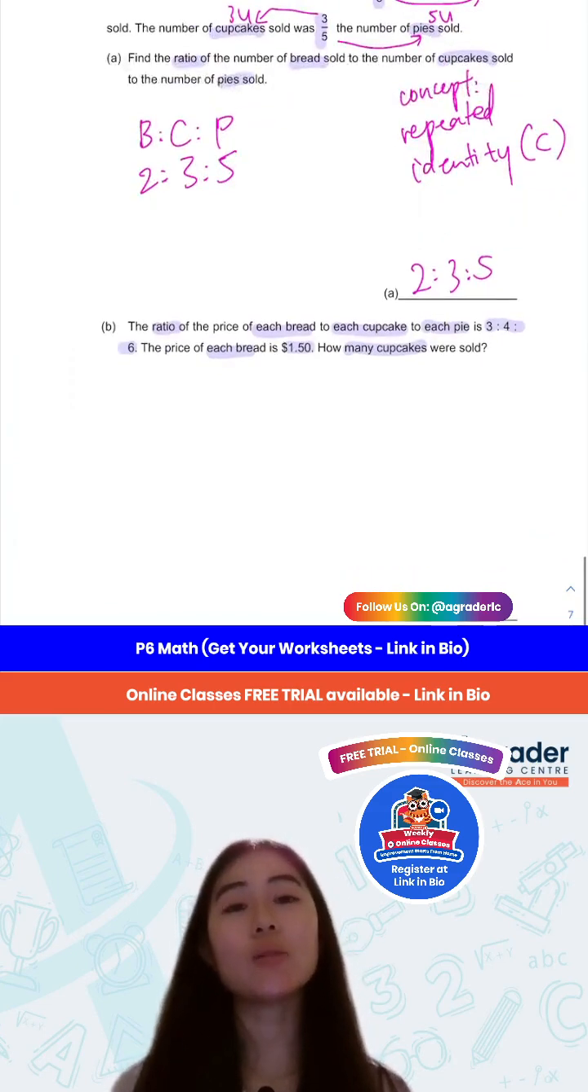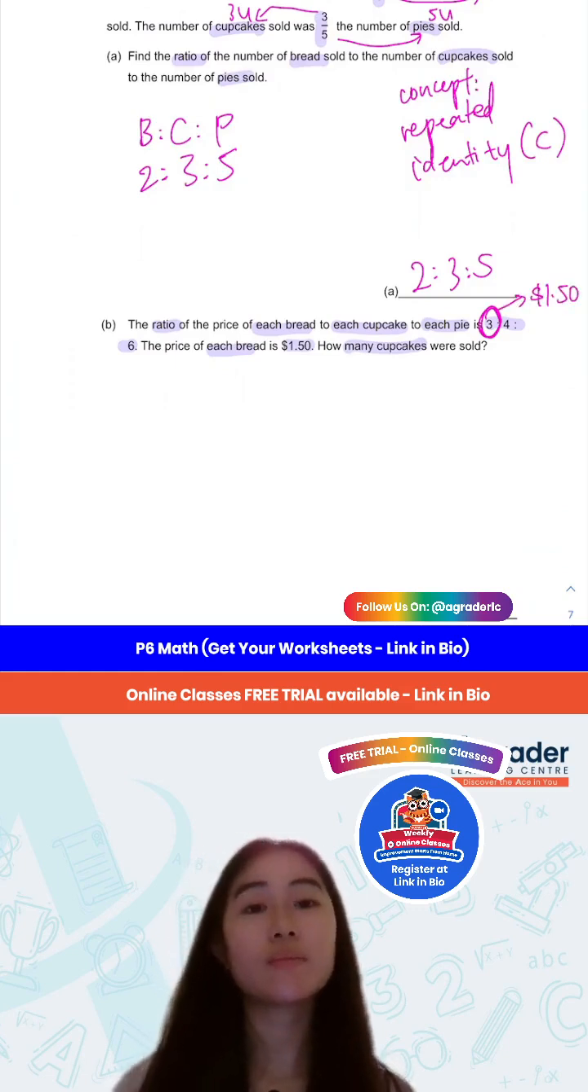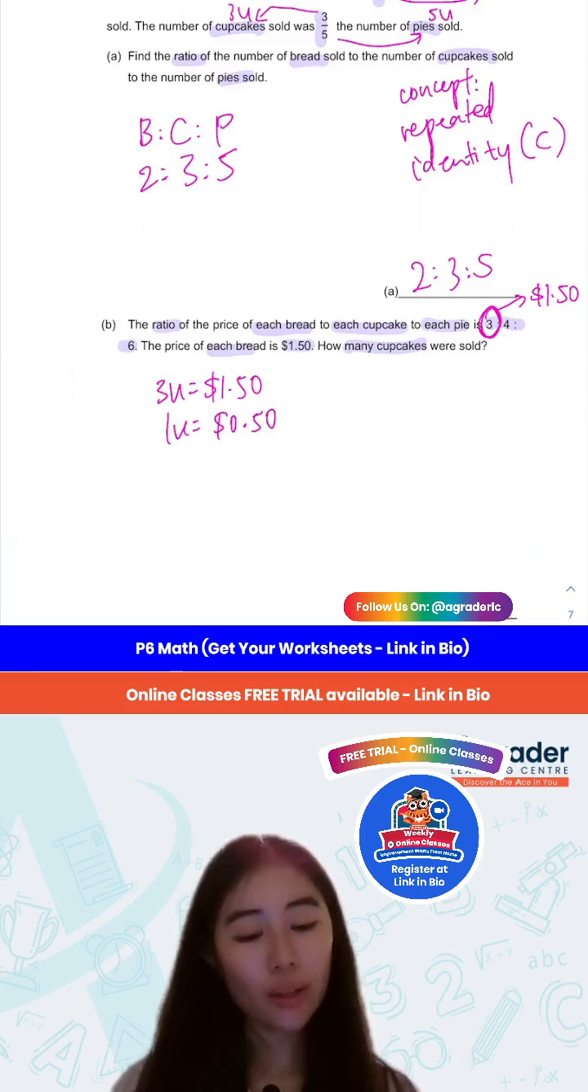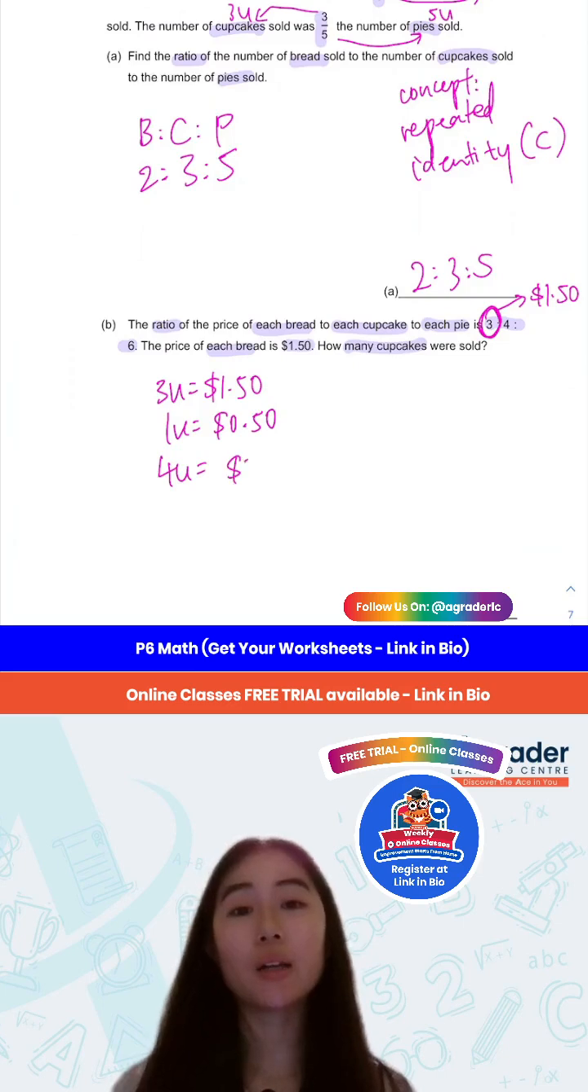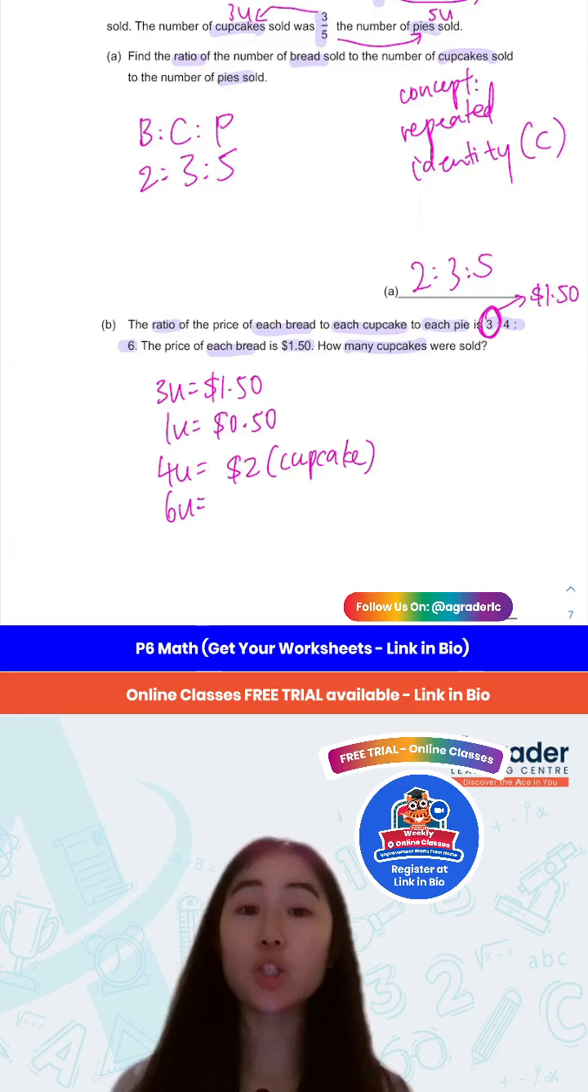Maybe you all just listen, okay, I'll go through. So you know that the bread is 150, right? So in the pricing ratio, this 3 units is for the bread. That means this 3 units is worth 150. Okay, so 3 units equals to 150. That's for the bread. You find 1 unit, which is 50 cents. And then you can find 4 units for the cupcake. So $2 is for each cupcake. You're supposed to find 6 units also, which is for each pie. That is $3, okay, for each pie.